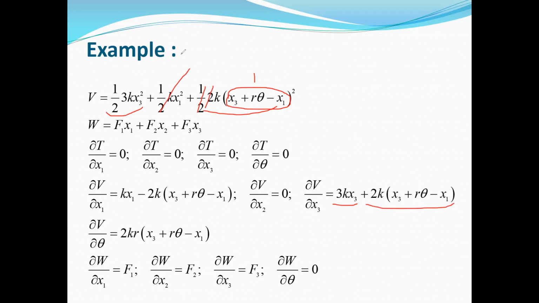And finally, the derivative of V with respect to theta. Here we don't have theta, here we don't have theta, and only in the third term we have theta, and it's equal to 2 times k times the derivative of this term, which is equal to r. The coefficient of theta is r, multiplied by this term. So it's 2kr multiplied by the parentheses. And finally, the derivative of W with respect to x1, x2, x3, and theta: you can calculate Q1 to Q4. So now we have these terms, and you can substitute into the Lagrange equation to obtain 4 equations of motion.